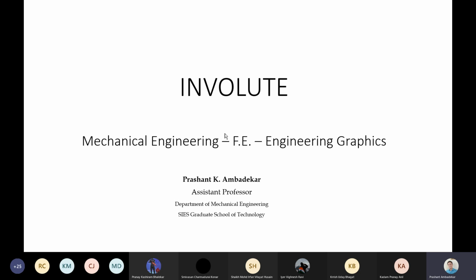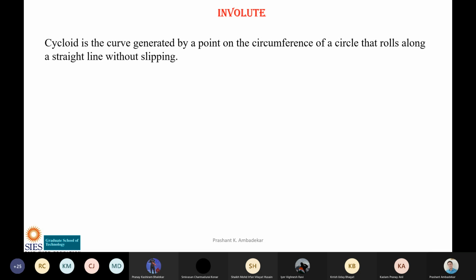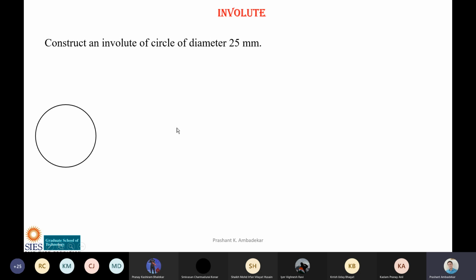Okay. Now the next curve here is involute. Again, involute is a curve which is used as a gear tooth profile. There are other applications also, I am giving only one application. Like cycloid, involute is also used for making the gear tooth profile. So we will see involute. Actually, I have not changed this definition.